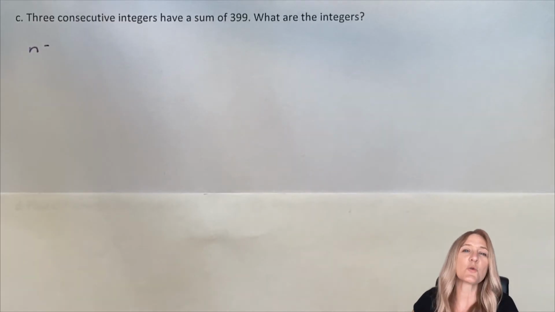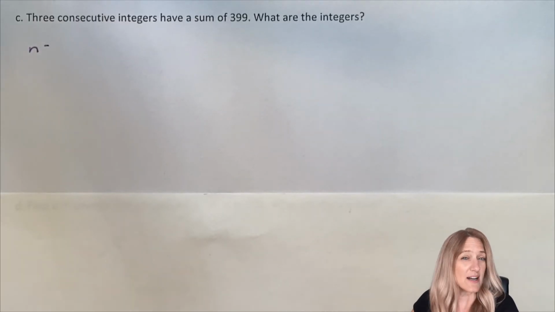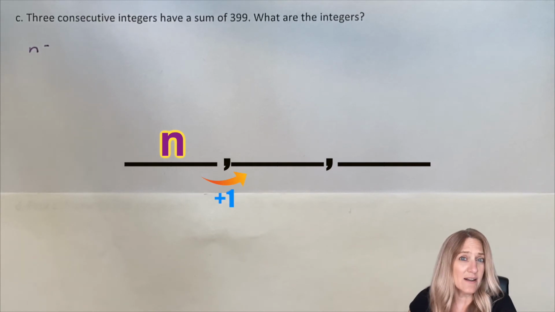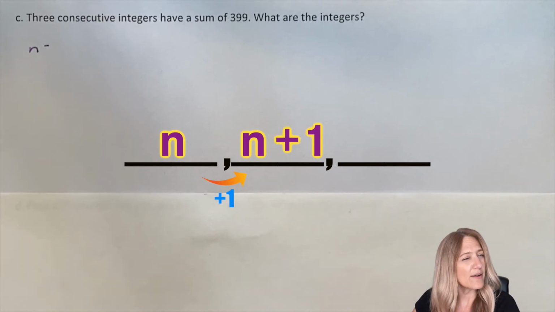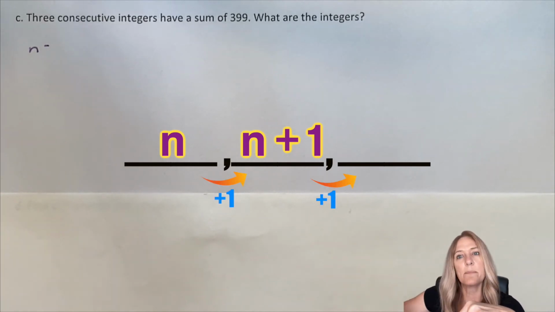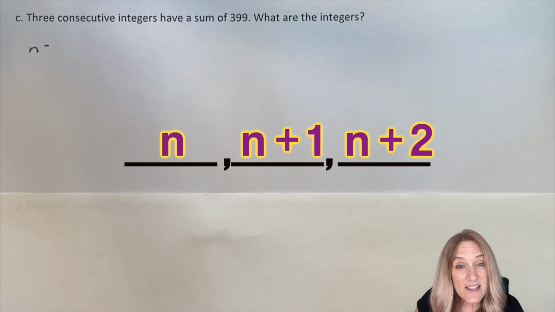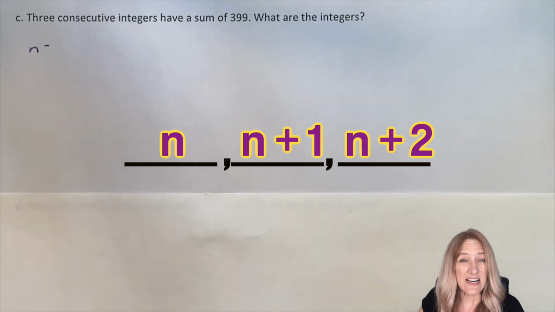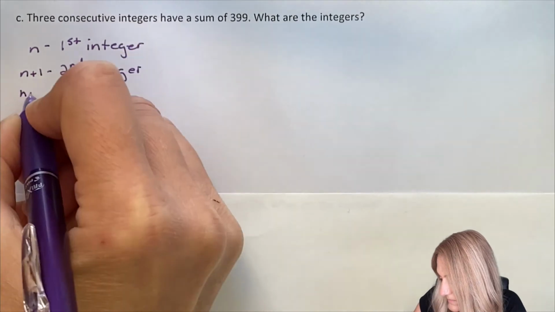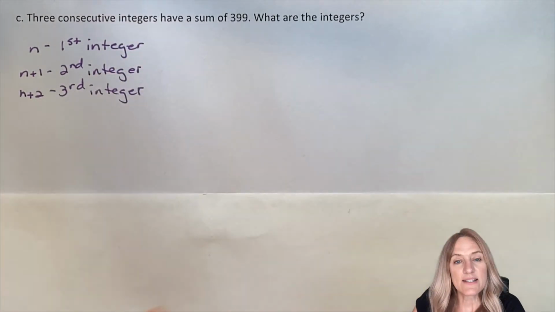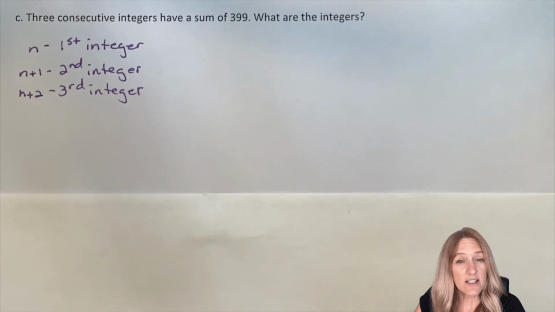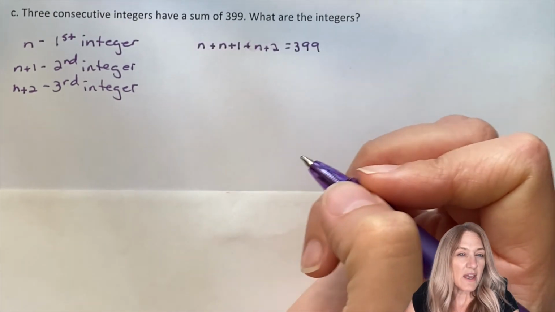So let's just choose one variable and say the first number is n. Then the second number, how do I get to that? I just add 1. And then the third number, now how did I get to that from the first number? Oh, I would have had to go up 2. So let's write this down, identify your variable, and identify what it means. It says the sum is 399, so I need to add all 3 of those to 399. So we have the sum equals 399.